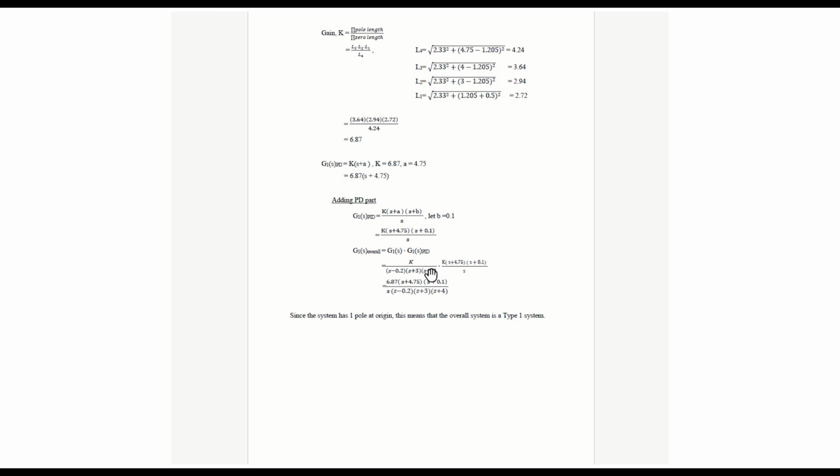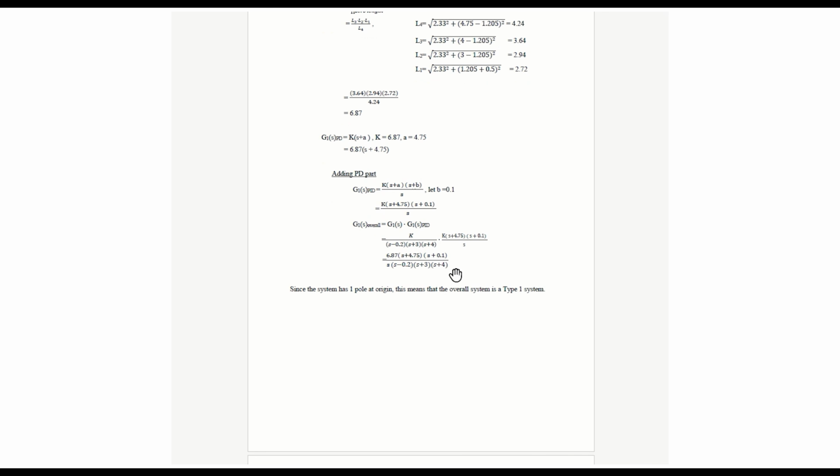From there we just cascade the whole system. So I just multiply the original transfer function with the PID transfer function, so we get this. This is the overall transfer function equation.